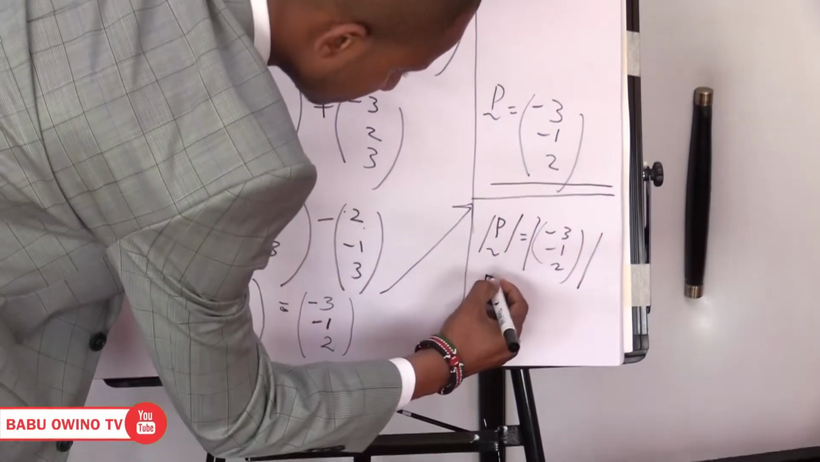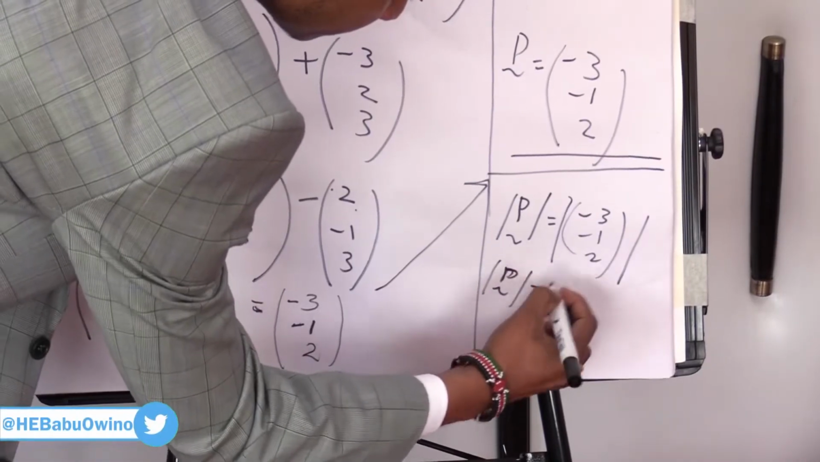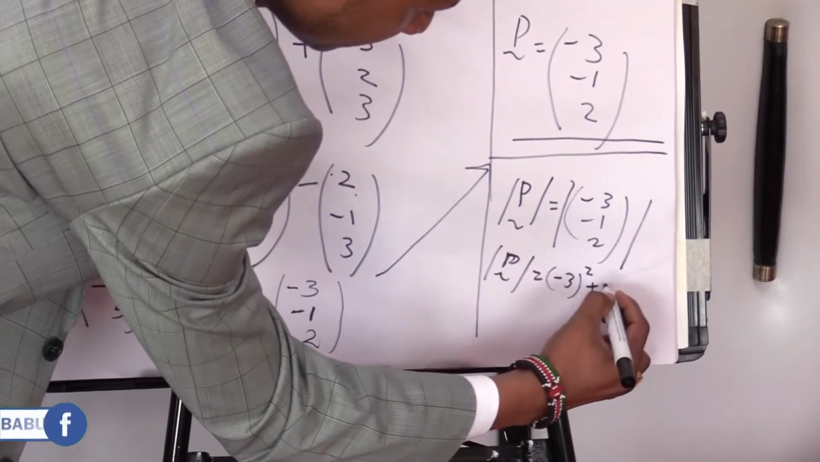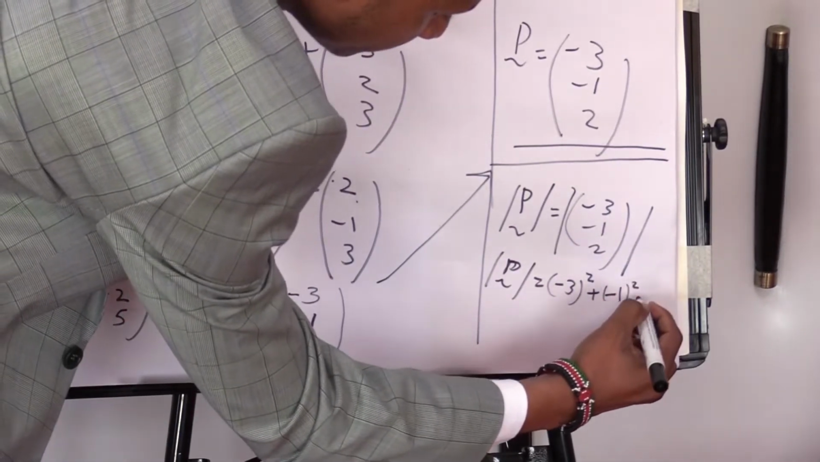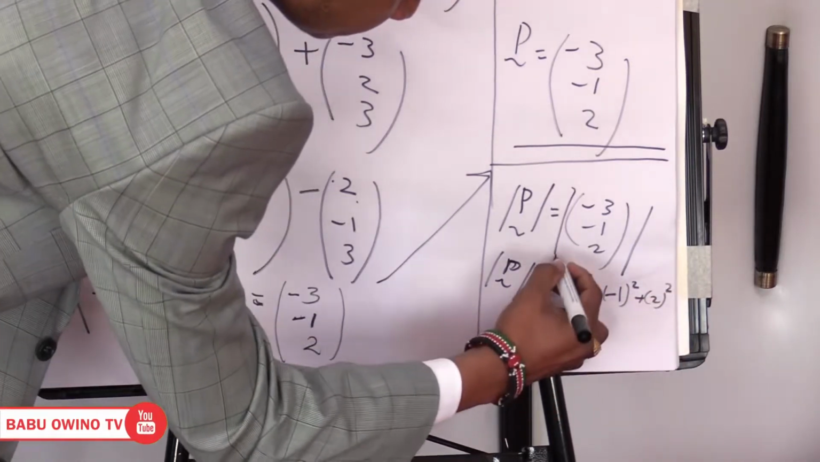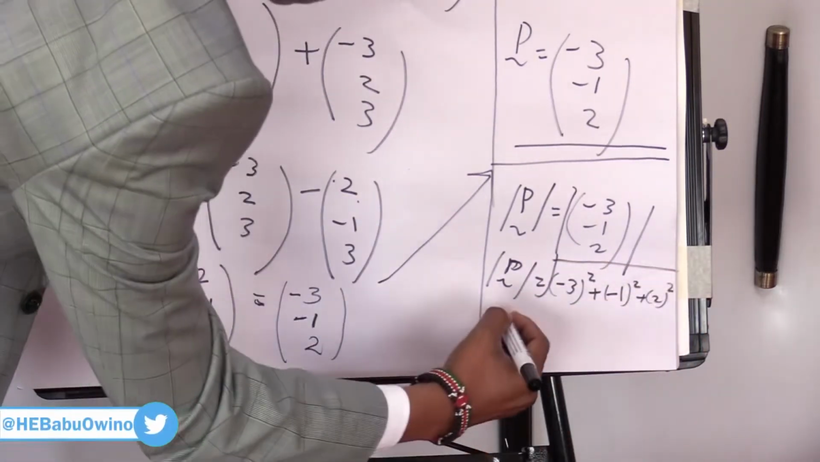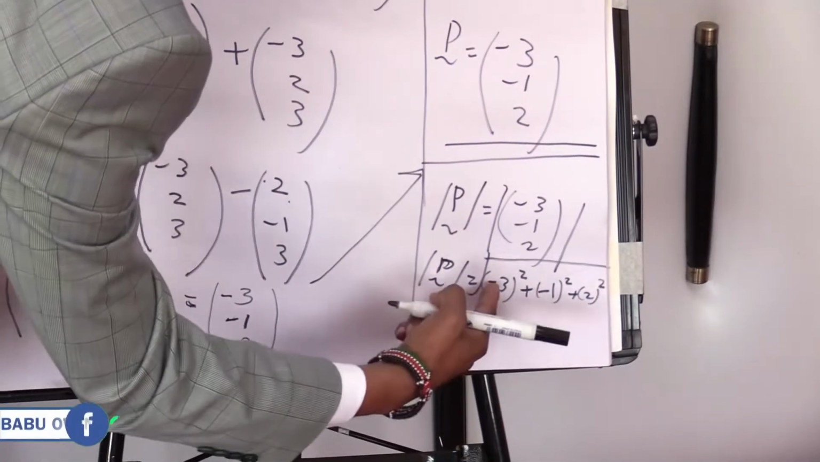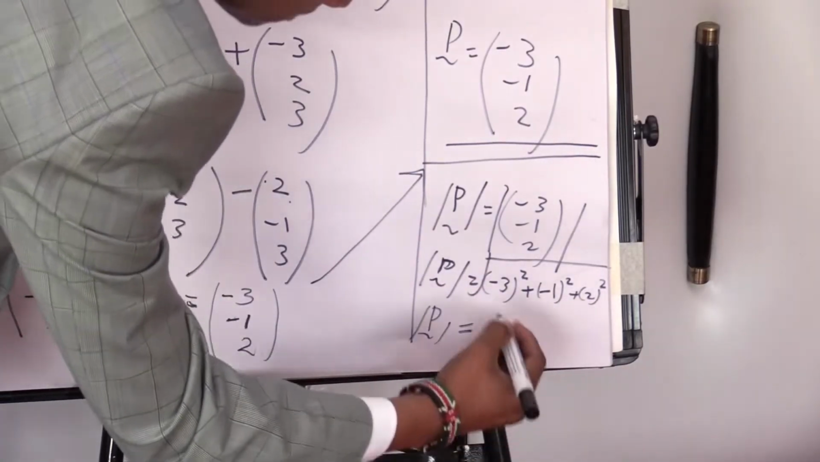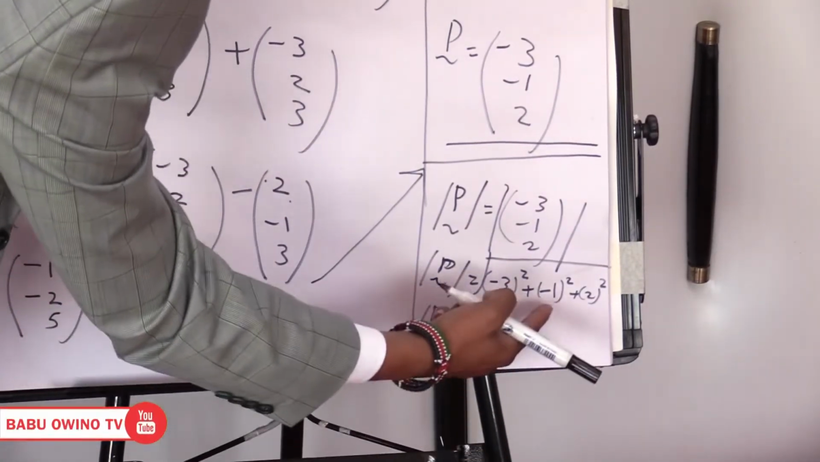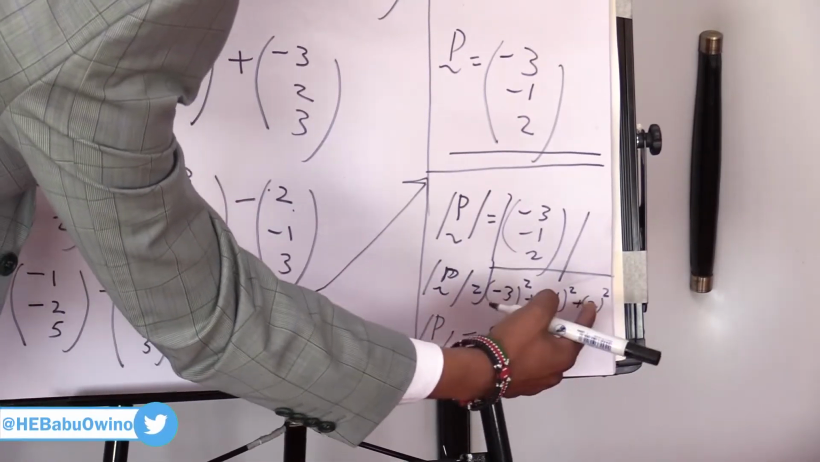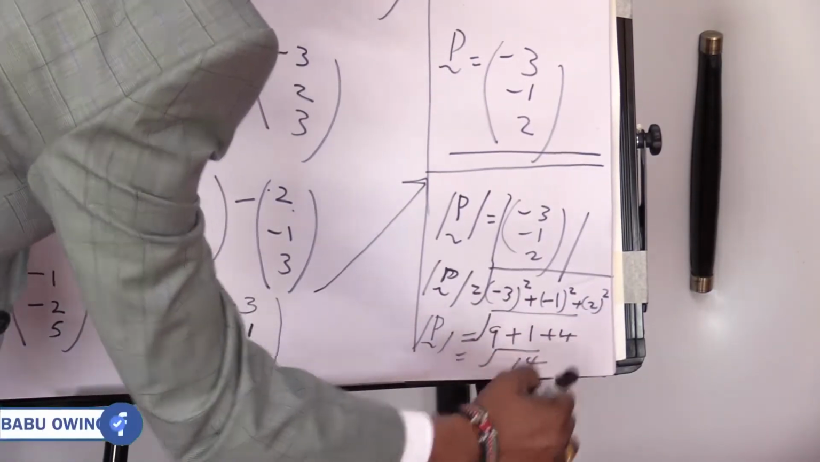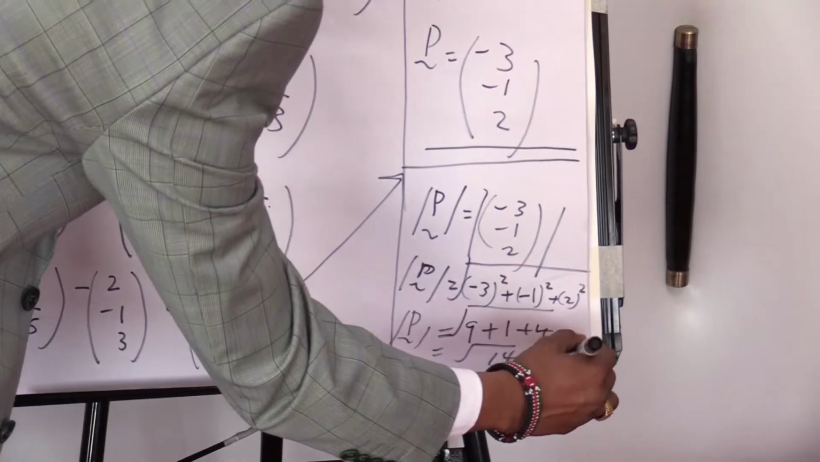So when getting the magnitude of P, just square individual numbers: minus 3 squared plus minus 1 squared plus 2 squared, all under the square root. So the modulus of P equals the square root of minus 3 squared, which is minus 3 times minus 3, which is 9, plus minus 1 squared is 1, plus 2 squared is 4. So this is the square root of 14. So our answer is the square root of 14 units.